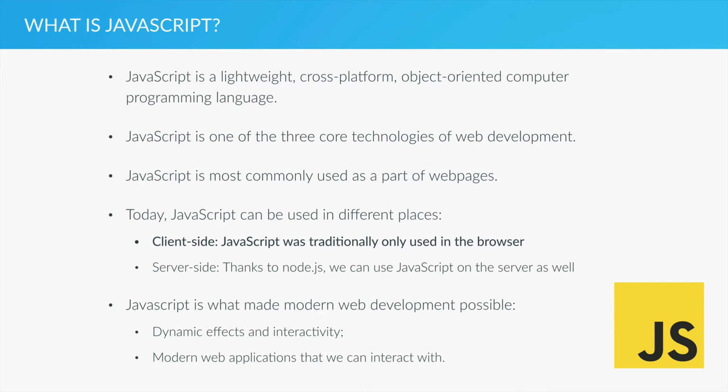So summarizing, JavaScript is what made modern web development possible. It allows us to add dynamics and interactivity to more simple websites, but it also allows us to develop complex modern web apps that we can interact with, and that almost feel like the apps that we use on our computers or phones every single day.